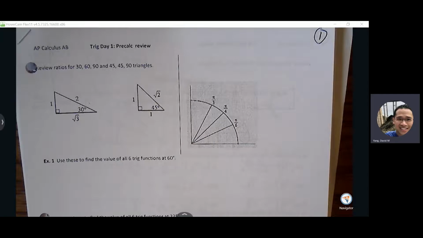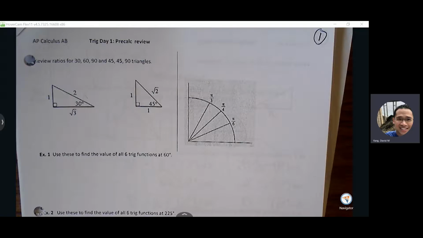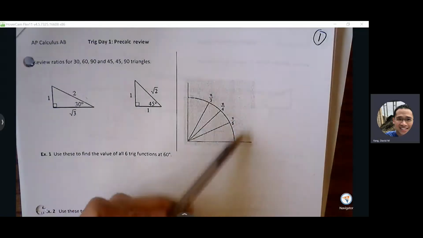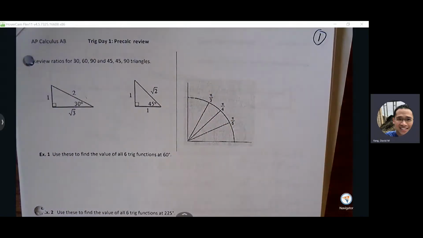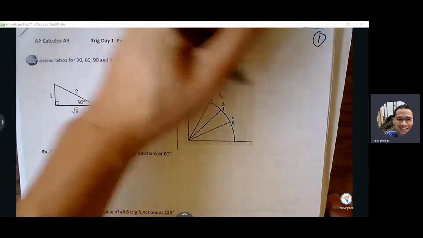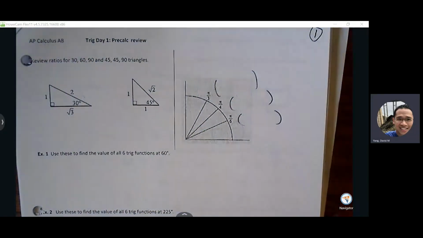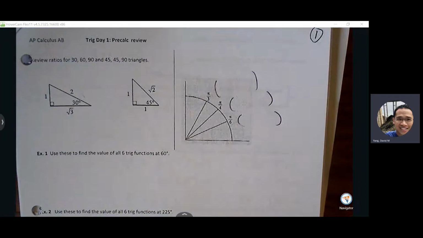I'll hand that to you tomorrow. I forgot to make that for you guys. But as a review, there's really no need to memorize. I don't think you need to memorize your unit circle, as long as you know how to arrive at these values. There's a way that in a sense is memorizing, but it's really just building it.